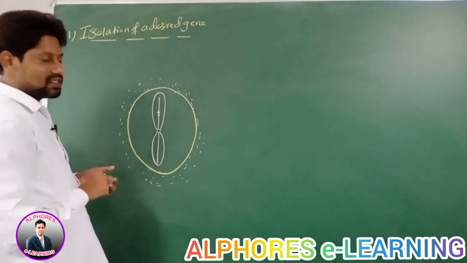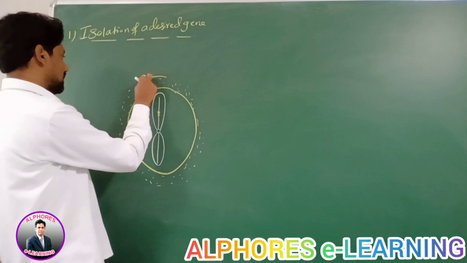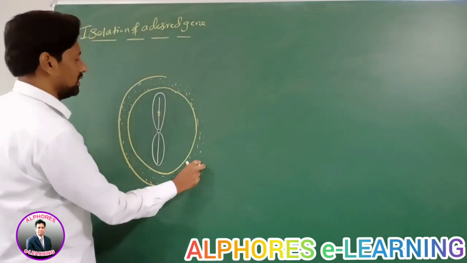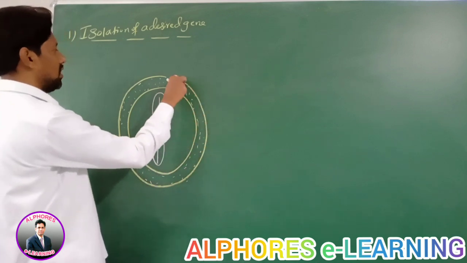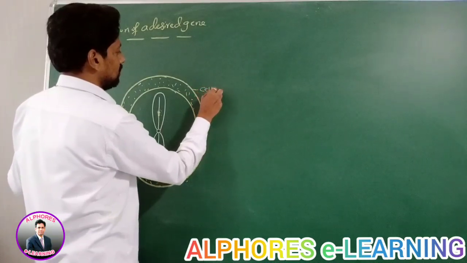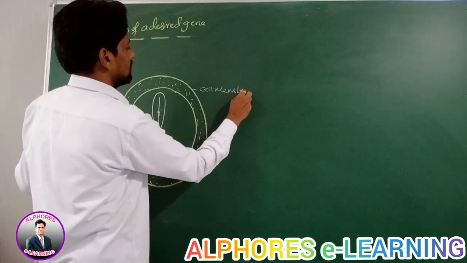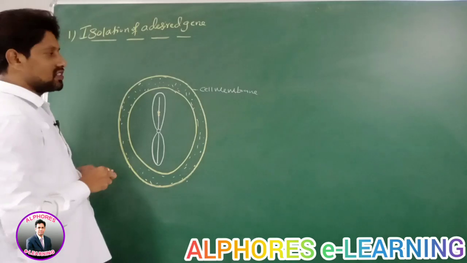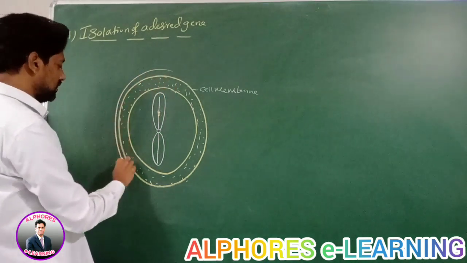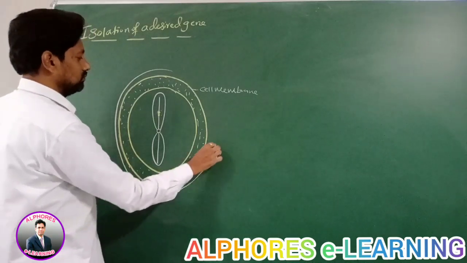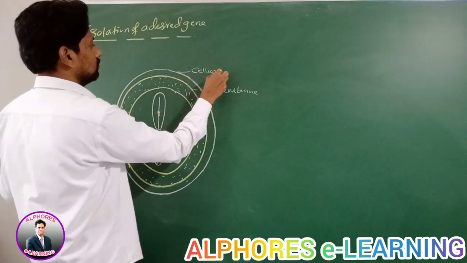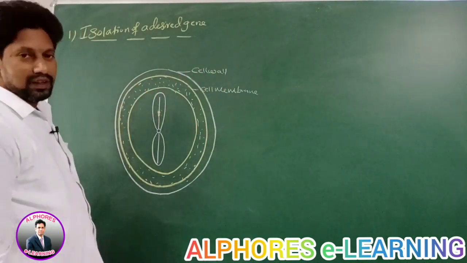Sir, cytoplasm is surrounded by what, sir? Cytoplasm is surrounded by cell membrane or plasma membrane. I am saying cell membrane, not cell wall. This is cell membrane or plasma membrane. Sir, this cell membrane or plasma membrane is surrounded by what, sir? Cell wall. It is surrounded by cell wall. Are these statements okay? Cell wall. Is it okay?